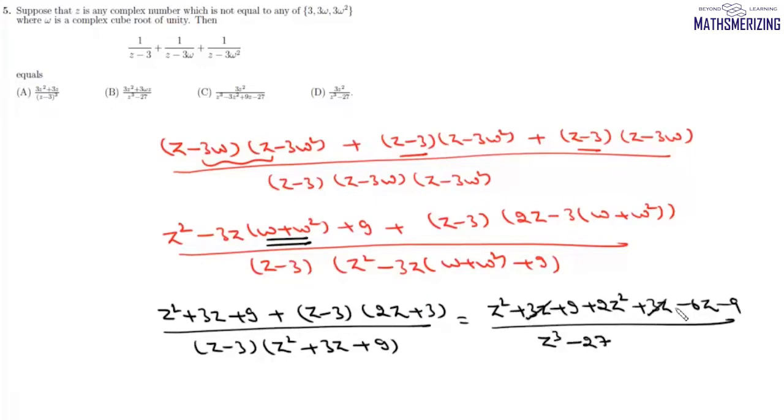Now 6z and minus 6z will cancel. 9 and 9 will also cancel. So it will simplify to 3z square upon z cube minus 27, and that's your option D.